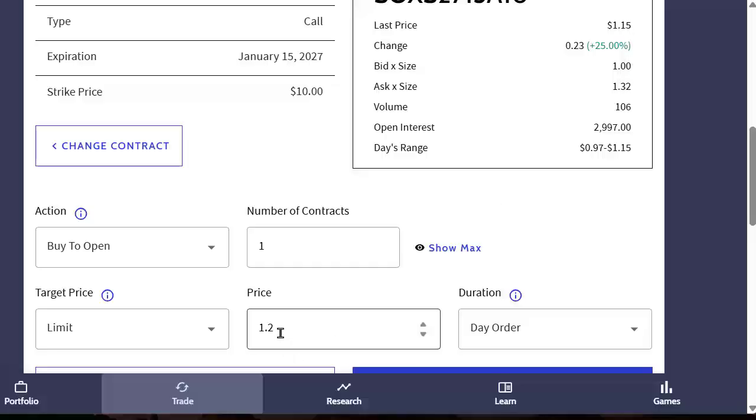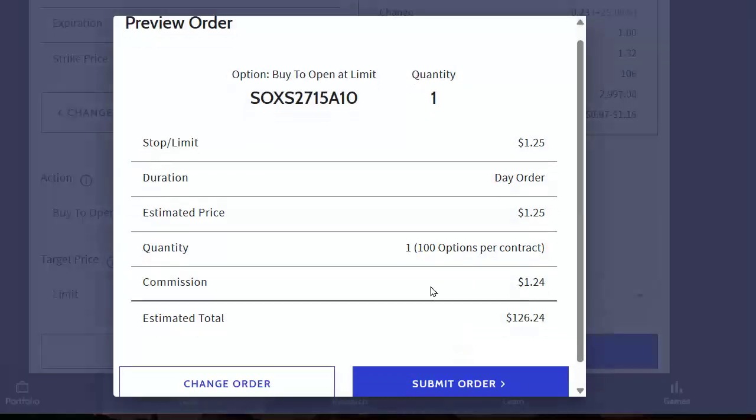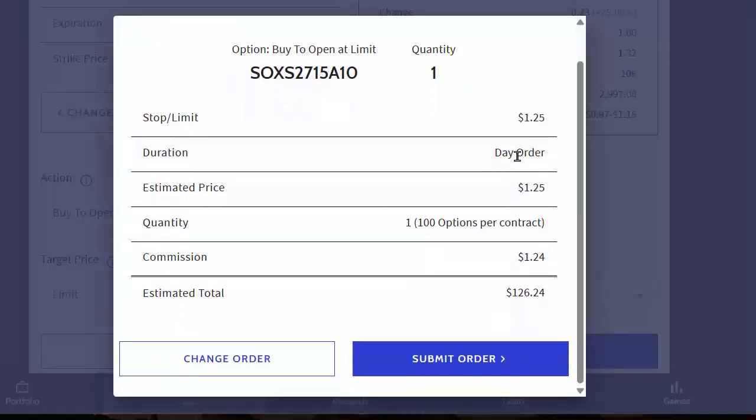If we wanted to be more sure, why don't we change that to 125? That's even closer to the ask price. It's not that much of an increase. The difference in the contract is $120 versus $125, so it's only a $5 difference, but more likely to get filled right away. So we're going to click preview order, double checking it. We got our estimated price, 125. We're going to have a commission of $1.24, so we're going to add that, 126.24.